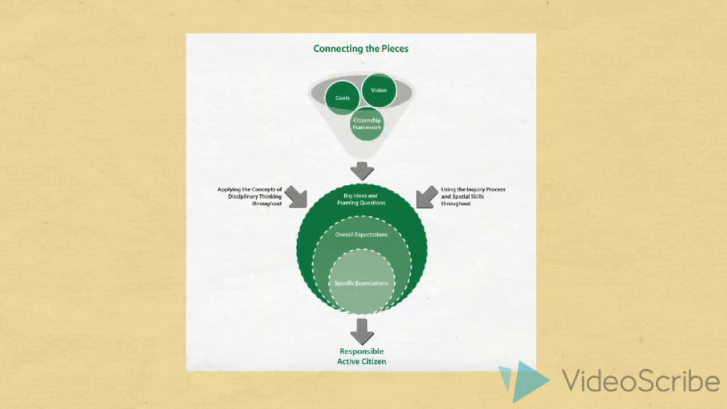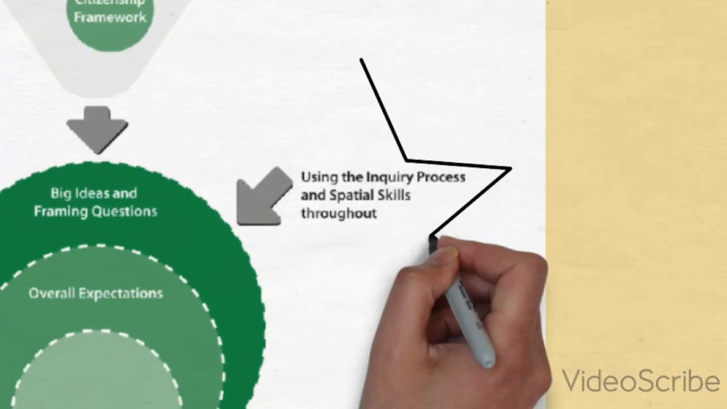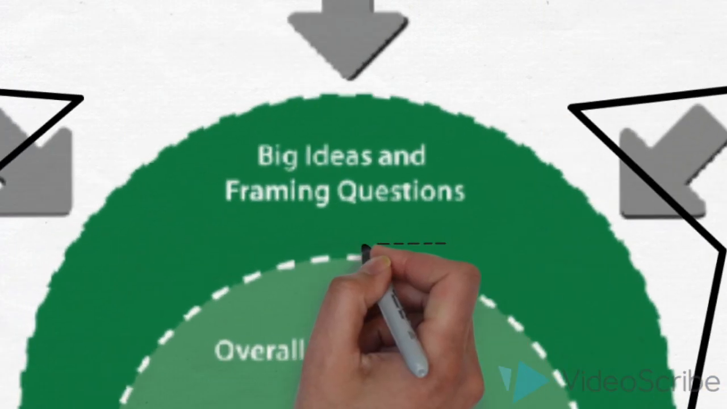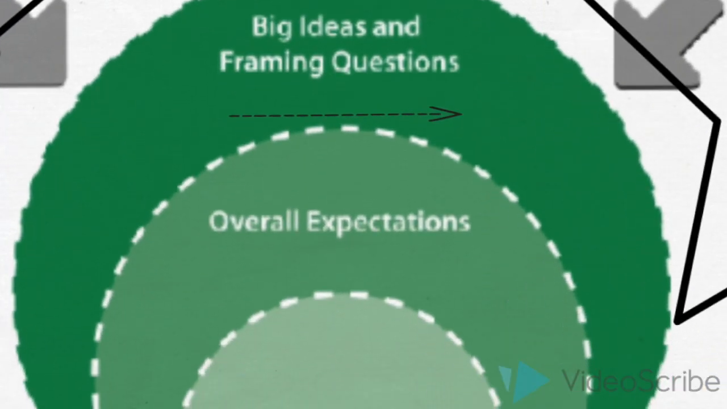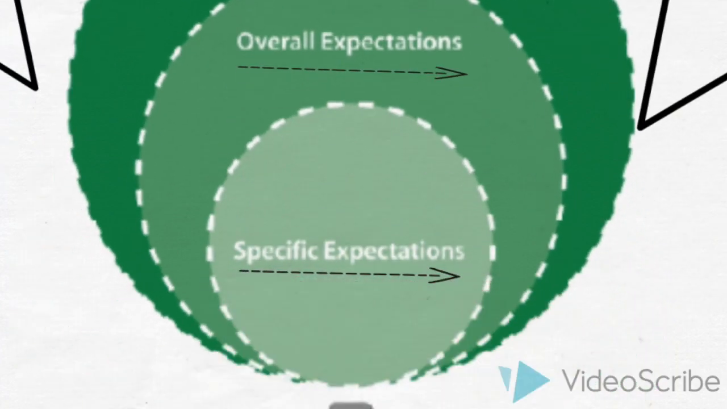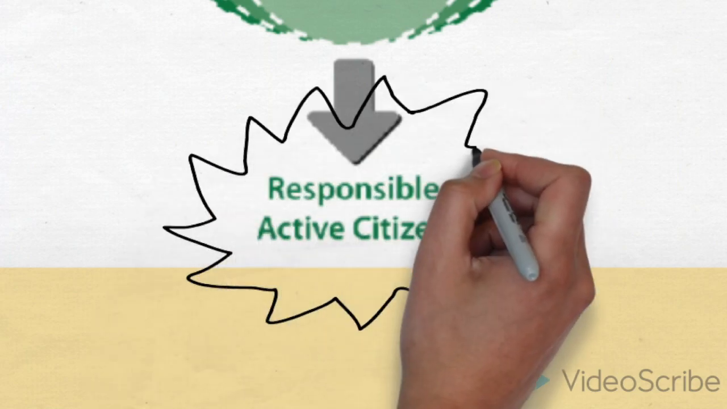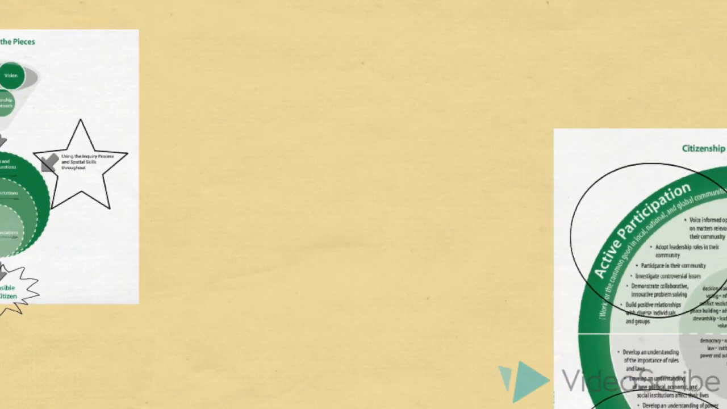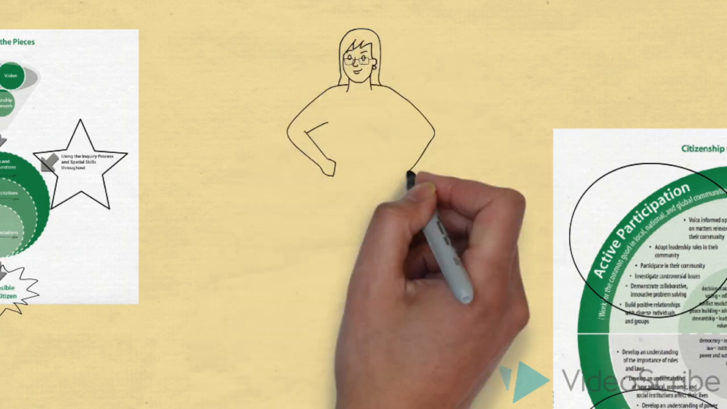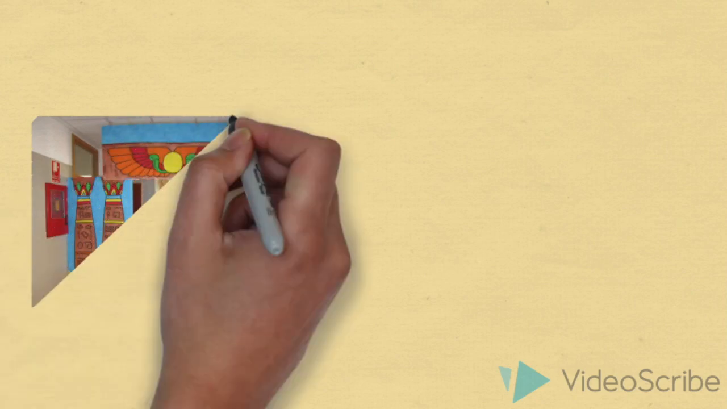But we can't stop right there. We have to apply the concepts of disciplinary thinking and use the inquiry process and spatial skills to get our big ideas and framed questions, which then provide context for our overall expectations and specific expectations, and then we get responsible, active citizens. Okay, so you're probably wondering how I would put all of these into play. First of all, any good class starts with a good first impression.